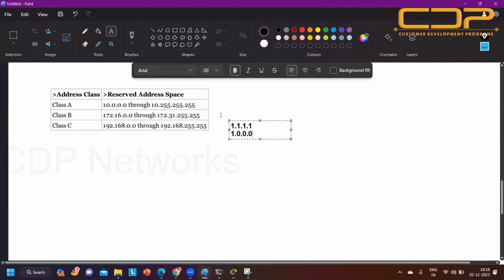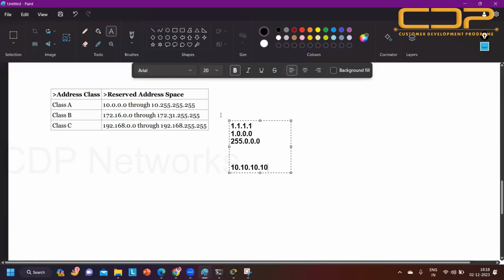1.0.0.0. Why? Because the subnet mask is 255.0.0.0. Getting my point? Again, I am writing one IP address here, 10.10.10.10. Is this IP address private or public? Private. This is a private IP address. That means we will use this IP address in my inside network, in the LAN.